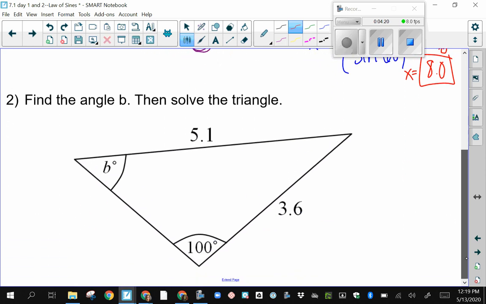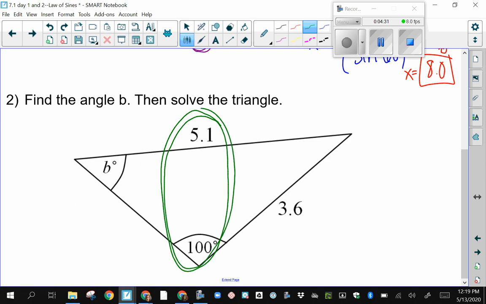This one I'm going to solve for angles instead, and then we have additional instructions to solve the triangles. So to use law of sines, you have to hunt down that matching angle and opposite side relationship. Again, that's key for us to be able to use law of sines. So I'm going to set that up. Sine of 100 degrees divided by 5.1 is equivalent to sine of, I don't know it, angle B, but I do know the opposite side, 3.6.